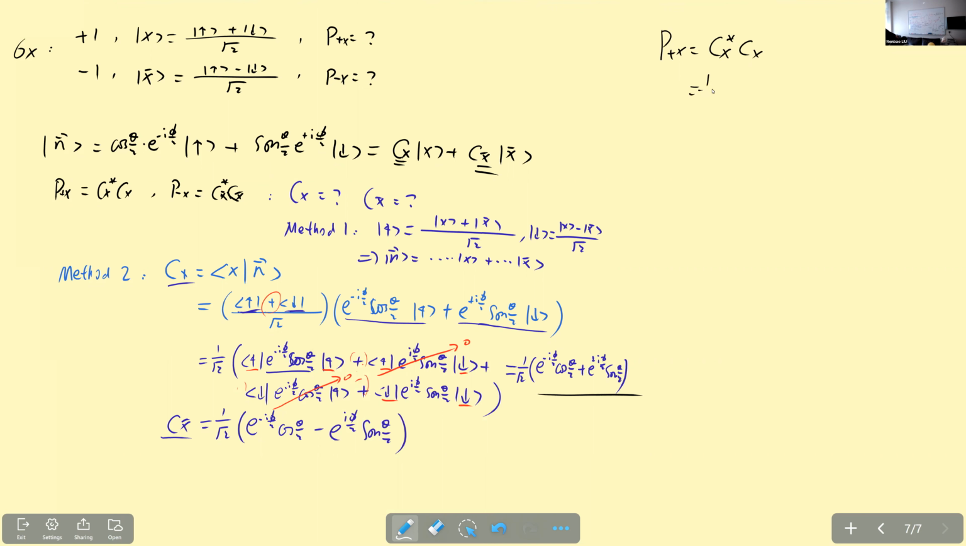So it will equal 1 over 2, of course. There will be cosine squared theta over 2, and sine squared theta over 2, right? And there will be a cross term. That will be 2 sine theta over 2 cosine theta over 2, and then cosine phi. Right, so that's a cross term.